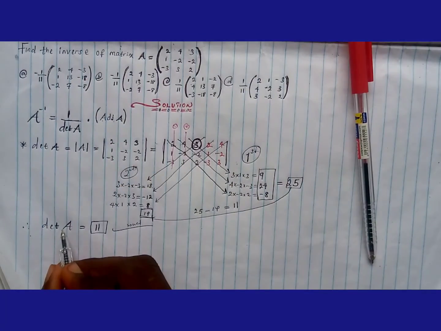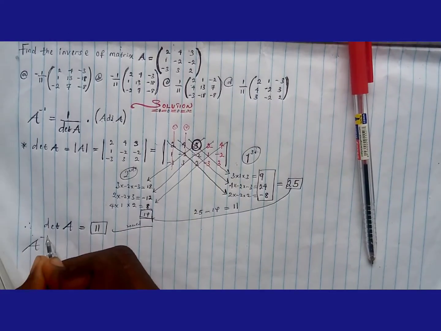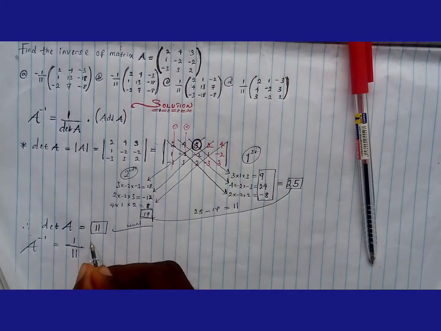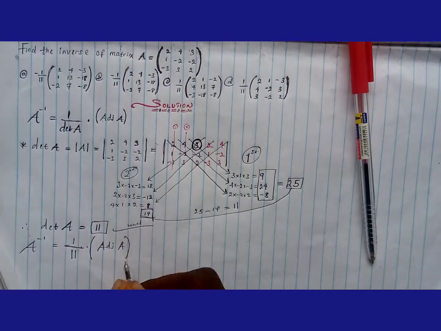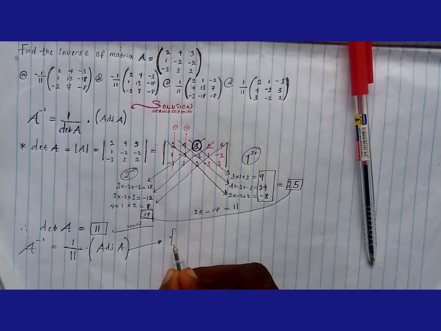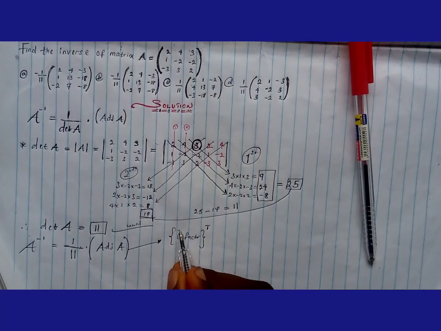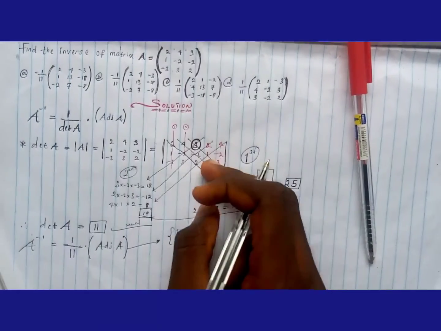Since we agree that the determinant of matrix A is 11, the inverse of A is equal to 1 over the determinant, which is 11. The next thing for us to do is to get the adjoint of A. Instead of using the formula, the transpose of the cofactor matrix, and going through the stress of finding each cofactor, we can use this shortcut.